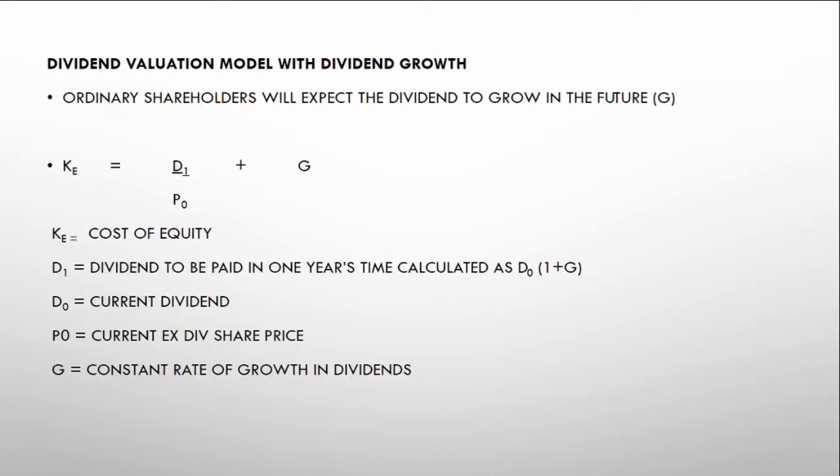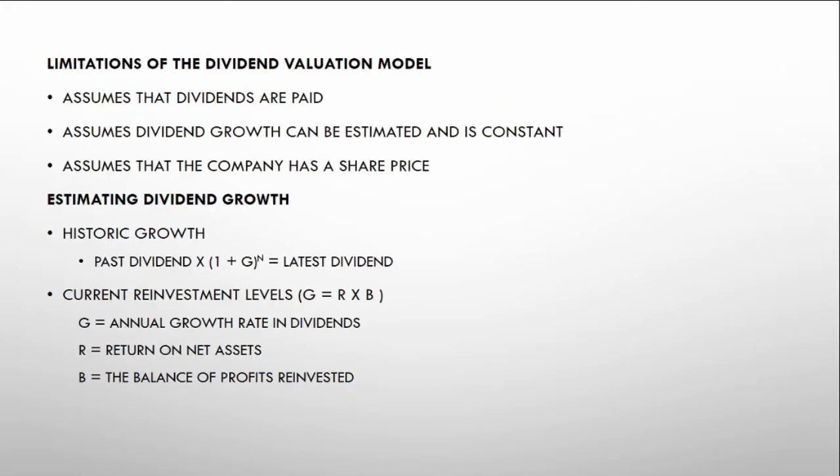So if we look at the components making up this model, it is our cost of equity equals our D1, which is our dividend in 1 year time, divided by our current ex-dividend share price, which would be the market price, plus our growth rate percentage. So based on this, there are various limitations. This model assumes that dividends are paid. What if a company in the future is not going to be declaring and paying dividends? This would then not let you use the dividend valuation model because your D1 would be 0, which wouldn't give you an appropriate answer. It also assumes that the dividend growth is constant.